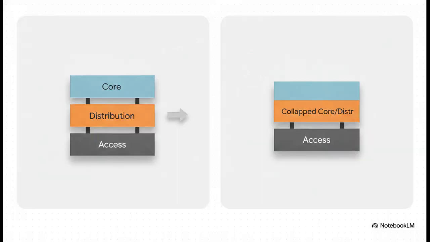To solve this exact problem, we actually physically merge the top two tiers together. Functionally, it operates a whole lot like the three-tier model, but the dedicated function of the core layer is collapsed directly into the hardware of the distribution layer. By doing this, organizations save significantly on physical space, power consumption, and capital expenditure, all while maintaining that vital modular access connectivity right at the bottom.